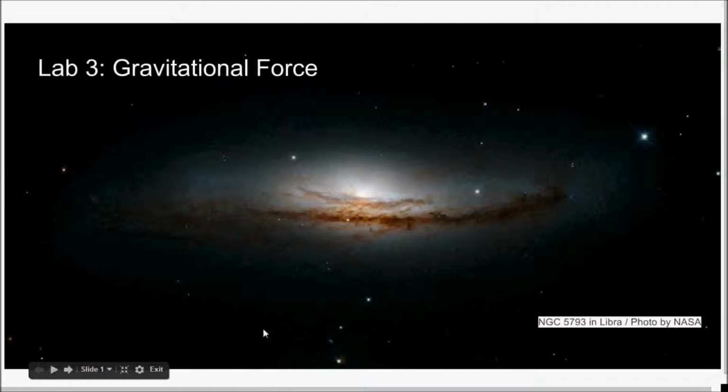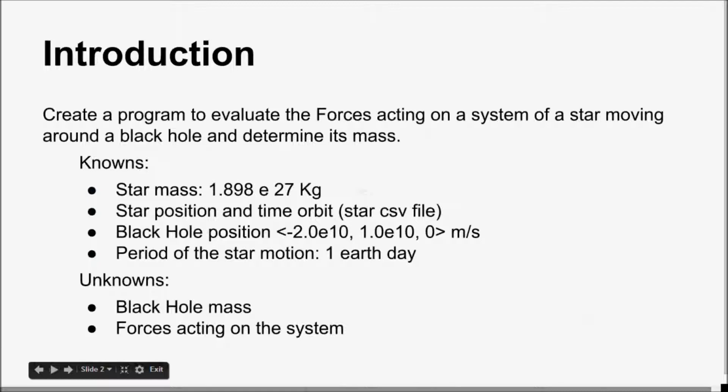Gravitational law. In this image, I present the galaxy 5796 found in the constellation of Libra. This galaxy has a massive black hole eating everything in its path, including light. In this lab, I will use the path of the star to determine the mass of the black hole.